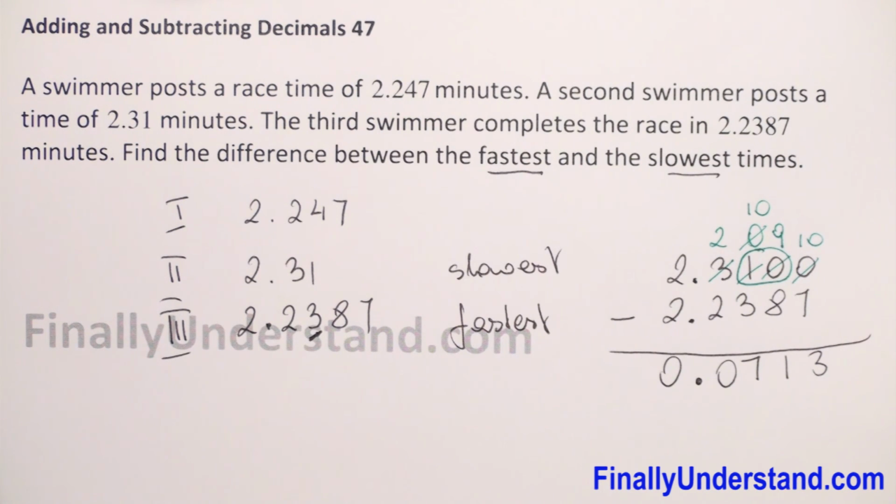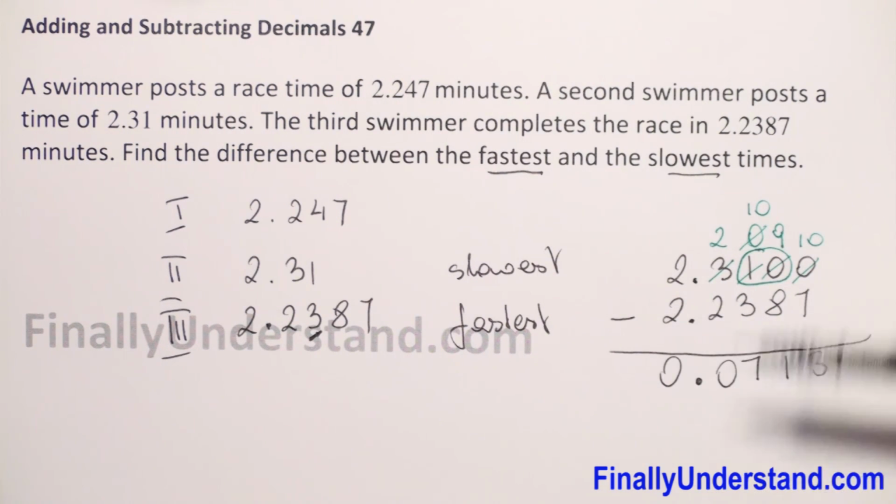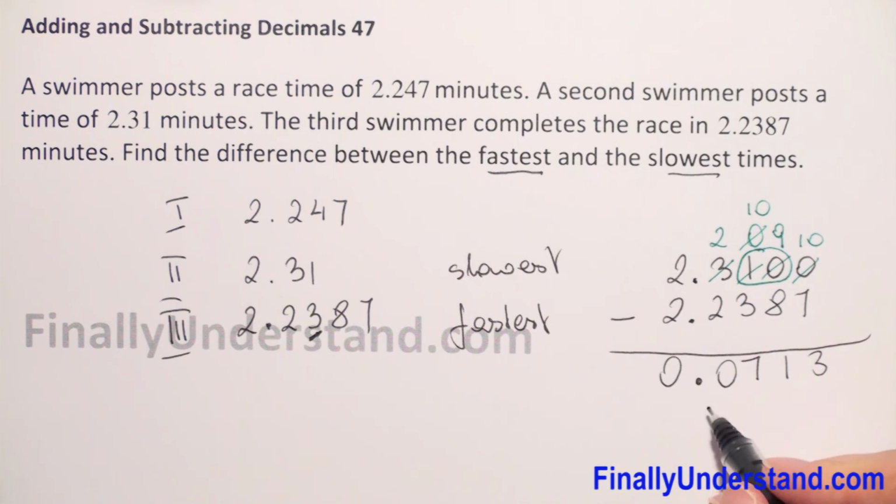So we got that the difference between the fastest and the slowest times is 0.0713 minutes. This is my solution.